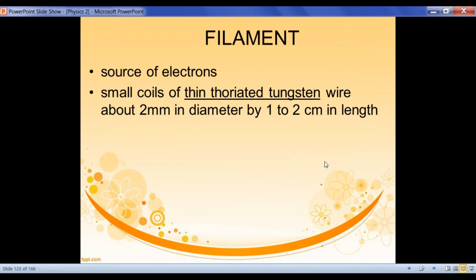So kung hindi po siya ganon kainit yung ating filament, konting electrons ang kanyang ma-produce. Therefore, konting amount of X-rays din ang ating mapo-produce. So pag konti po yung amount ng X-rays na mapo-produce mula doon sa ating target na anode, hindi po siya enough to expose the patient. So ang mangyayari po is either underexposed po tayo or magkakaroon po ng higher patient dose. Okay? Maliwanag po ba? Sige. So ito po yung size ng ating filament. About 2 mm po yung diameter niya and about 1 to 2 cm ang kanyang length.